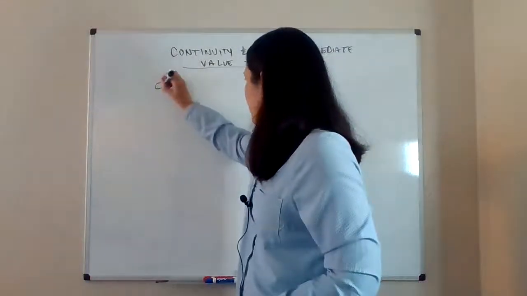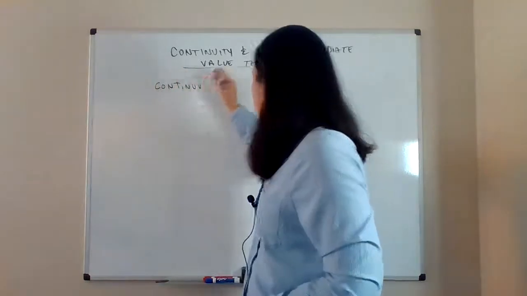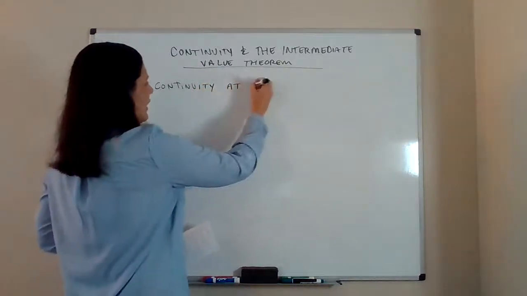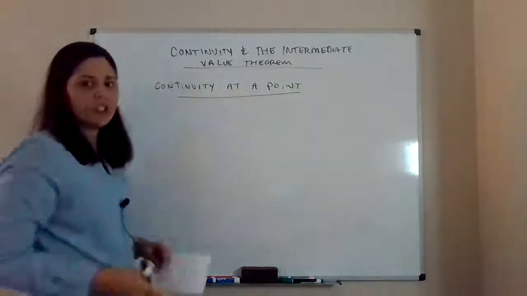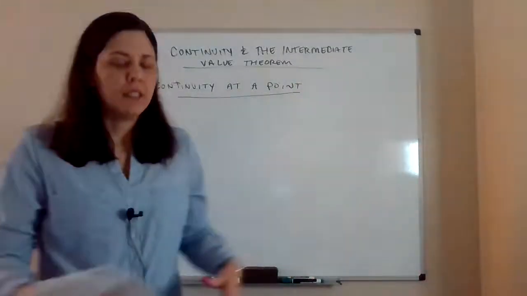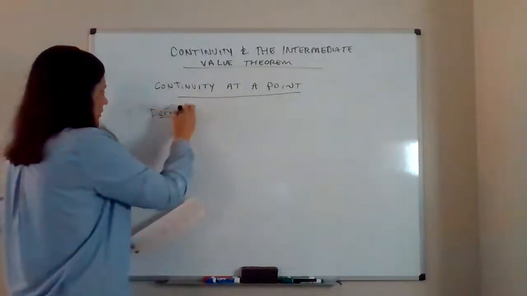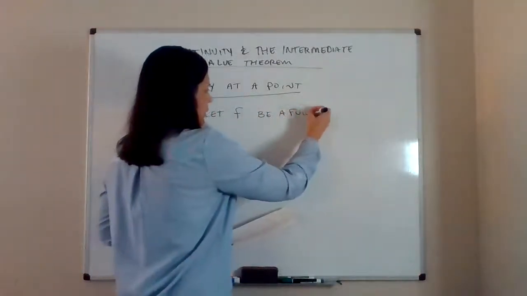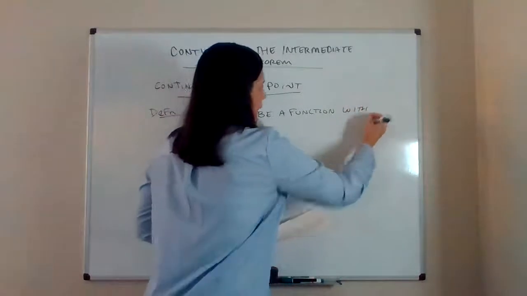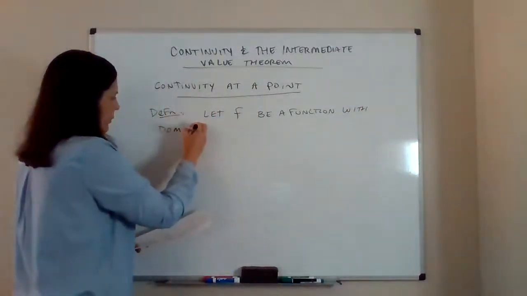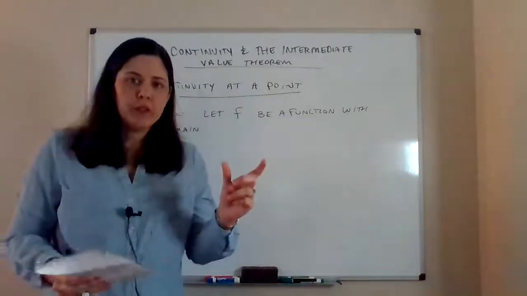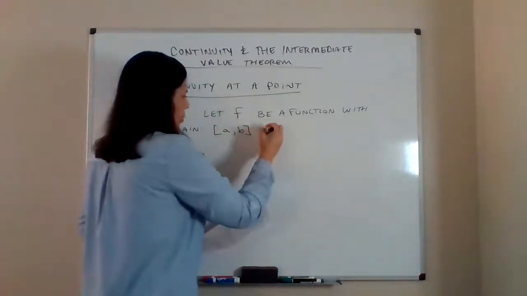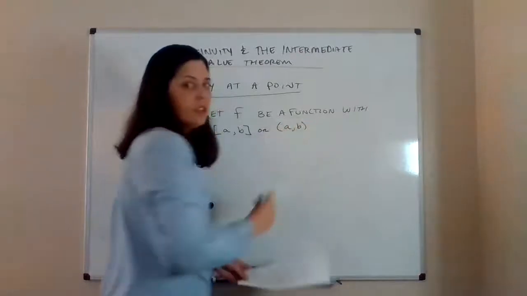So at one specific point. So continuity at a point. And we're just going to generalize this and say point C. Okay, so our definition here is going to be to first let f be a function with a specific domain. So let me explain this real quick. So with domain, and it's going to be between two values. So you can have this be written two ways. It's going to be bracket a to b or parenthesis a to b.